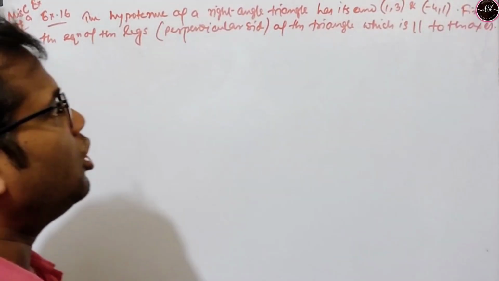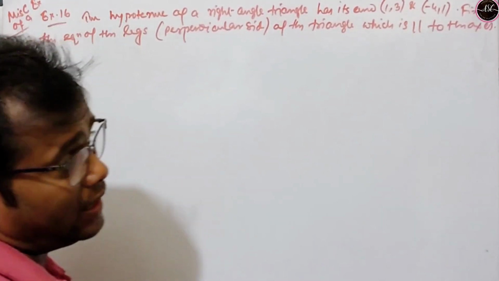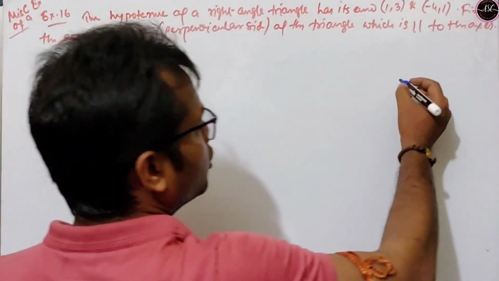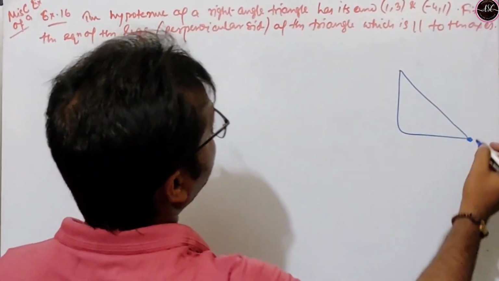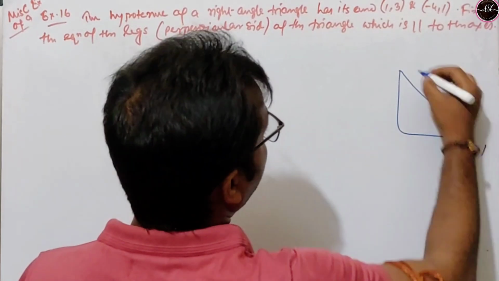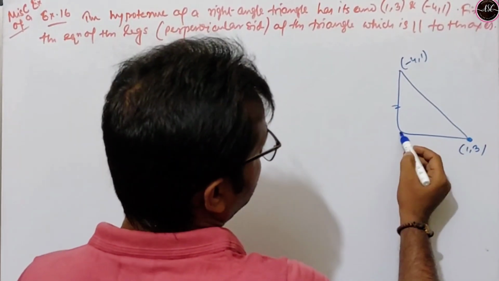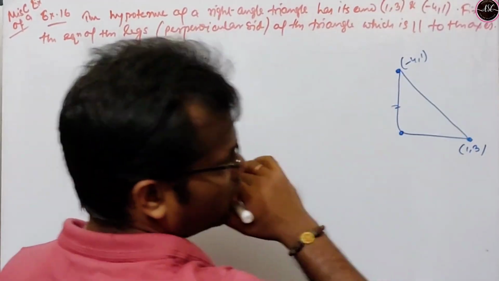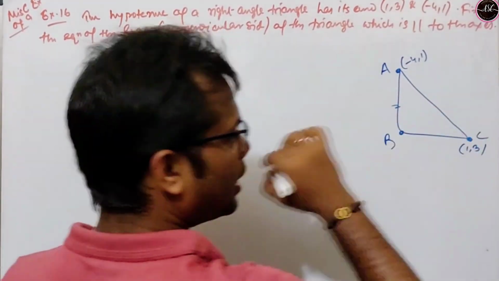The hypotenuse of a right angle triangle has its ends 1, 3 and minus 4, 1. Find the equation of the legs, the perpendicular sides of the triangle, which are parallel to the axis. So this is the right angle triangle and the ends are 1, 3 here and minus 4, 1. This is the perpendicular and the legs are at this point. So let ABC be the right angle triangle.